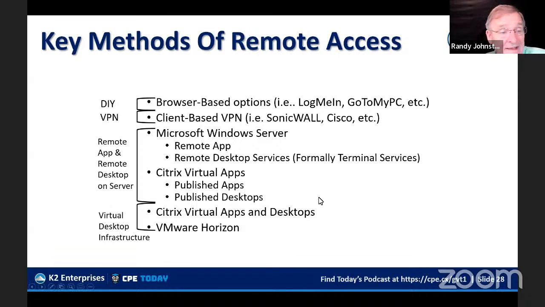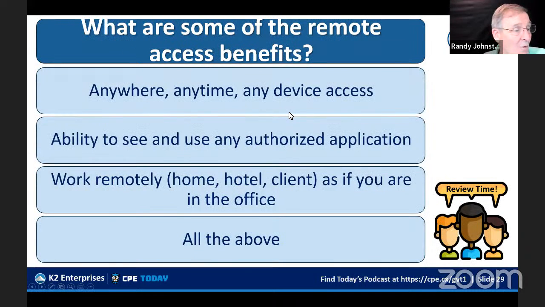VMware Horizon. All right. Well, I apologize for getting these somewhat out of order, but it's time for another review question. They're in rapid fire here. What are some of the remote access benefits? Anywhere, anytime, any device access; ability to see and use authorized applications; work remotely, home, hotel; clients if you're in the office; or all of the above. And I appreciate you getting question 4 up there for you. So in any case, as you're reflecting on this answer, what do you think it is?